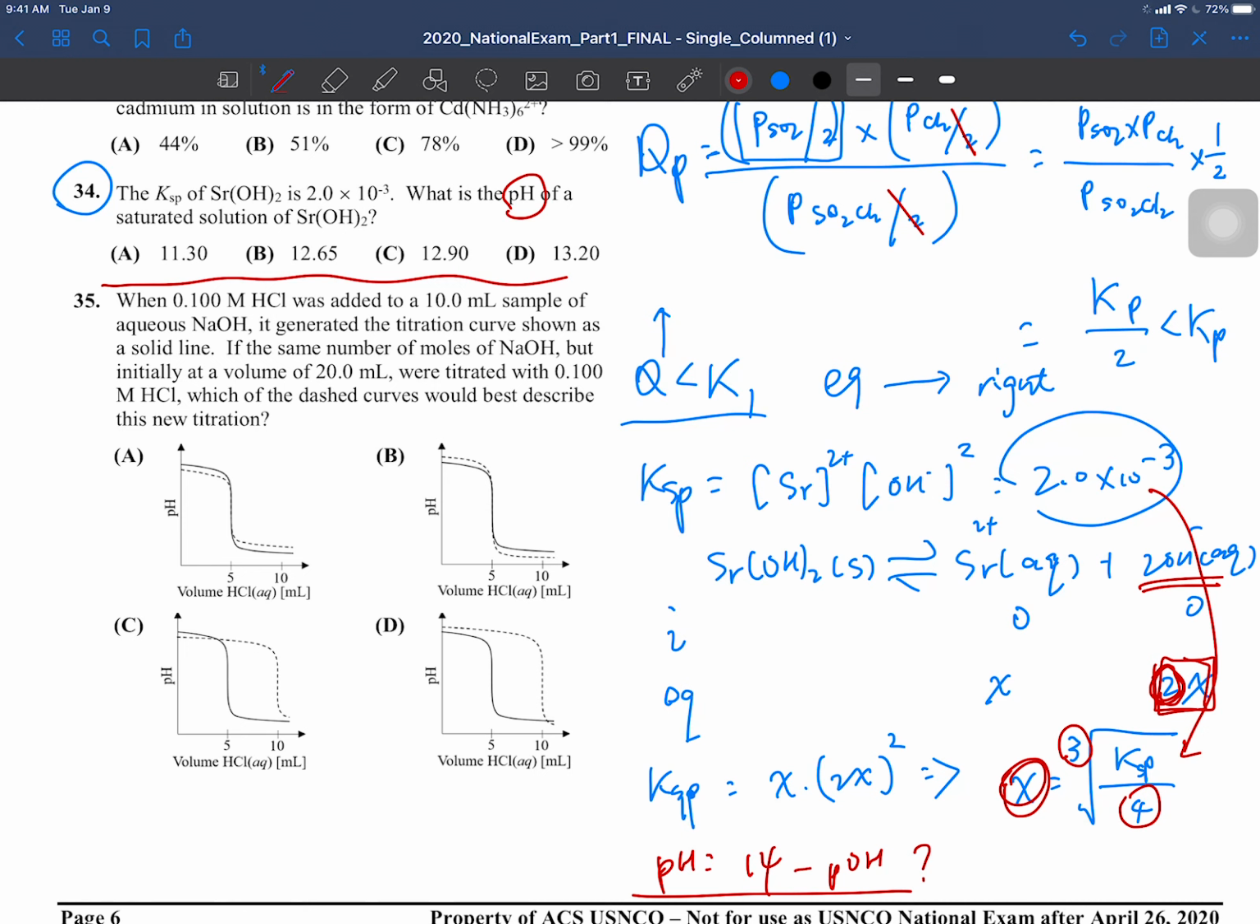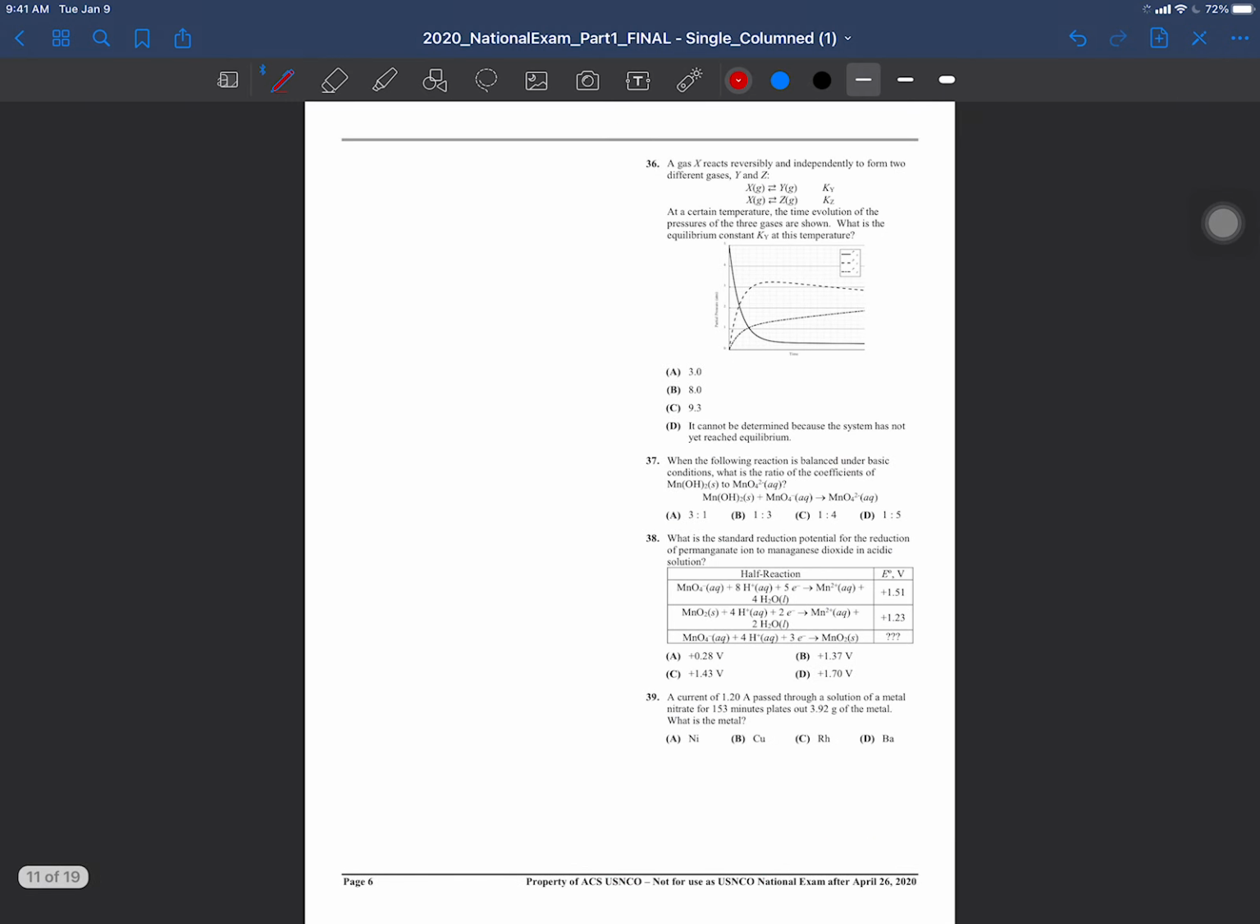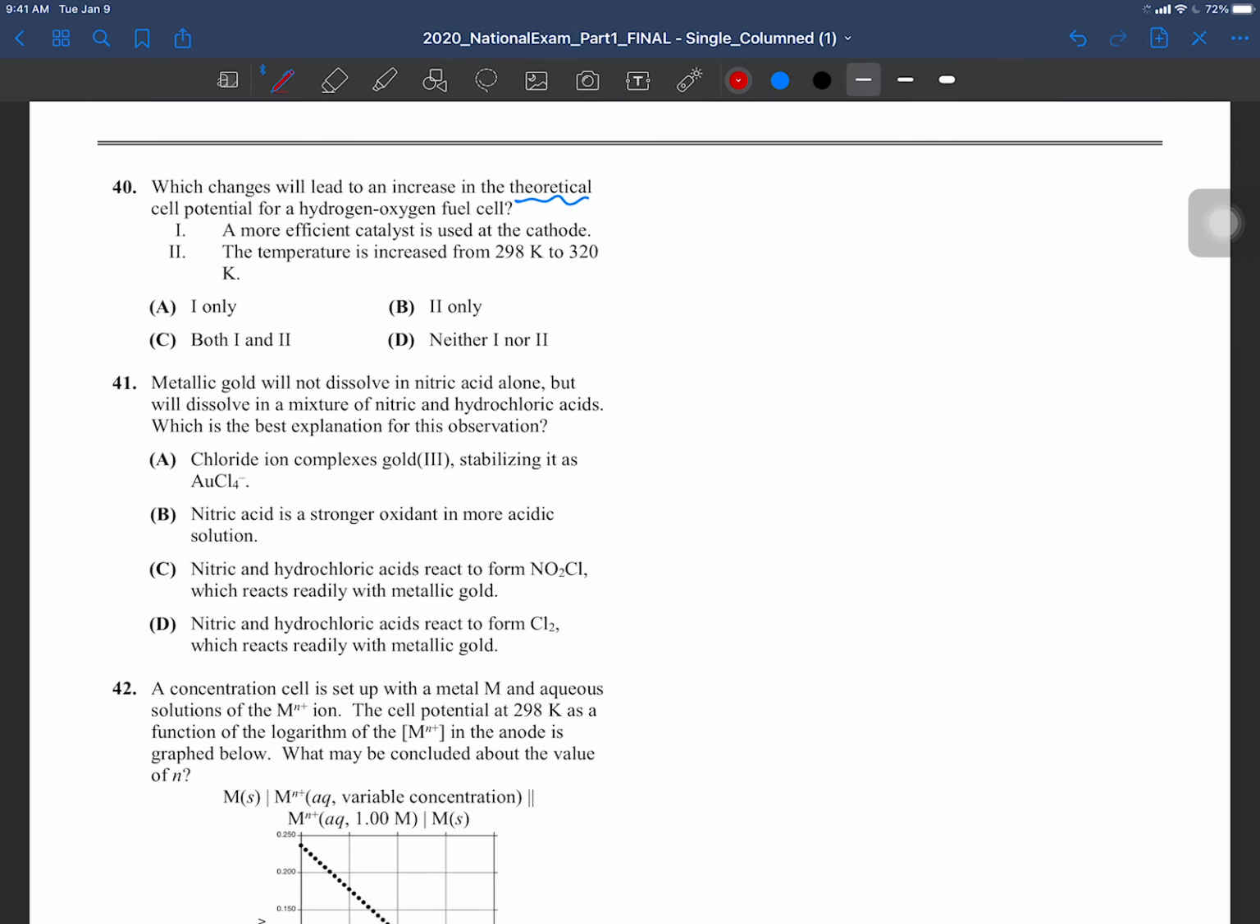Let's see. The next part is redox and electrochem. Question number 40, the one we talked about before. Number 40 is not real calculation based. So what will increase the theoretical cell potential for a hydrogen-oxygen fuel cell? First, we need to understand the fuel cell is like this, right?